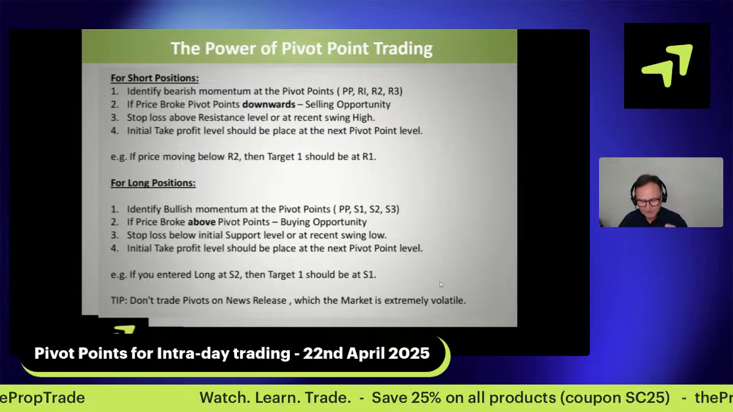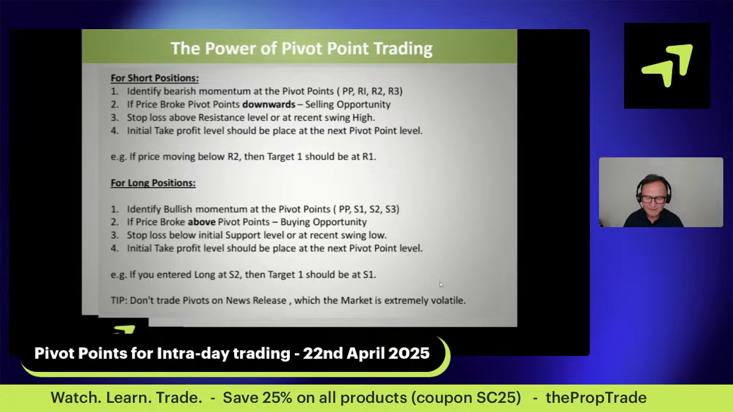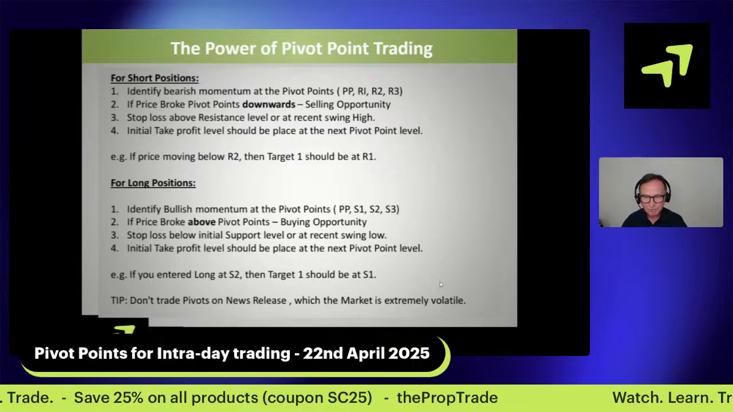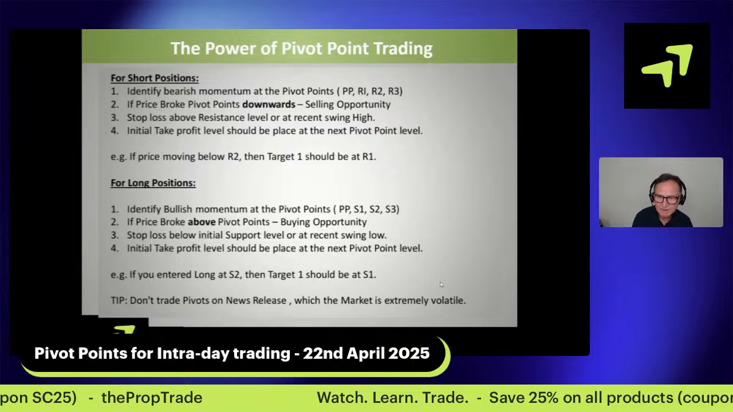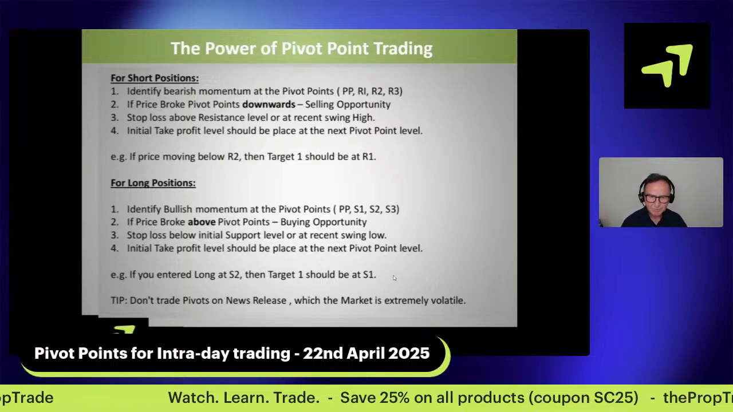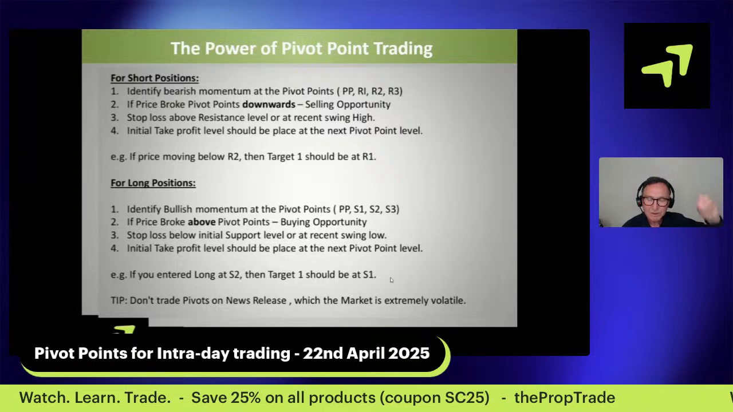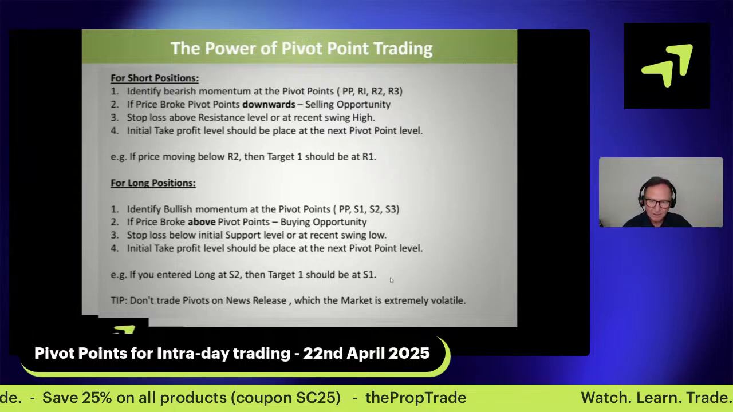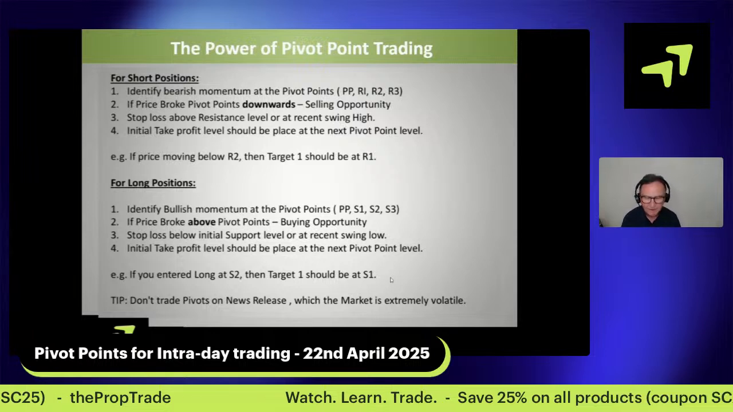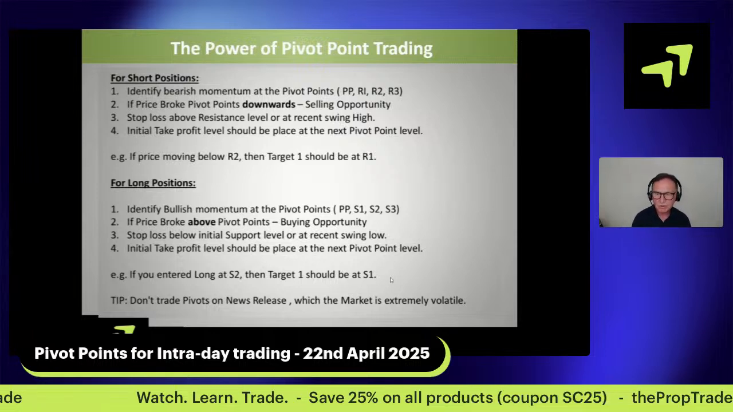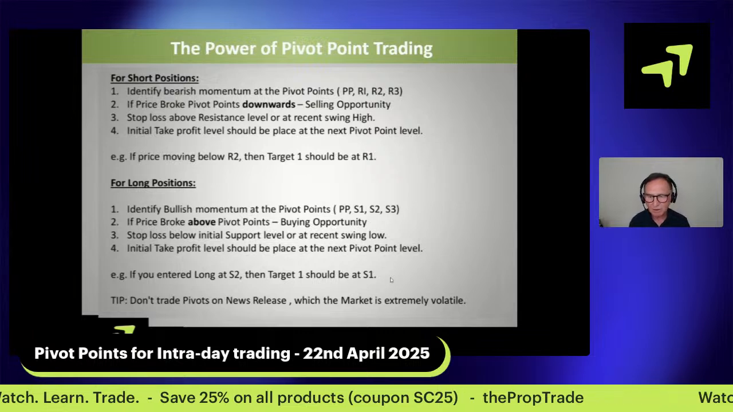So same with long positions. Are we moving higher, or are we just sliding sideways like today? If we are moving, look for us to test the next resistance levels. If we're above the pivot point, look to buy. If we're below the pivot point, look to sell. Target S1 as the first target area going short, R1 if we're going long.